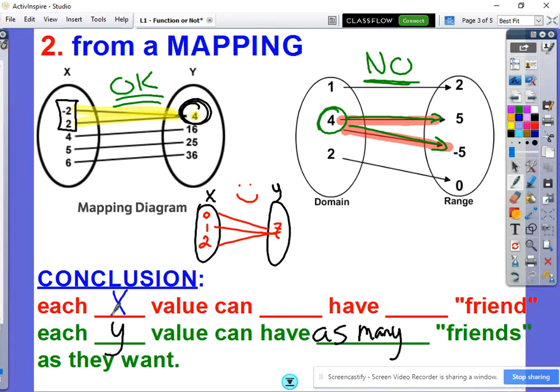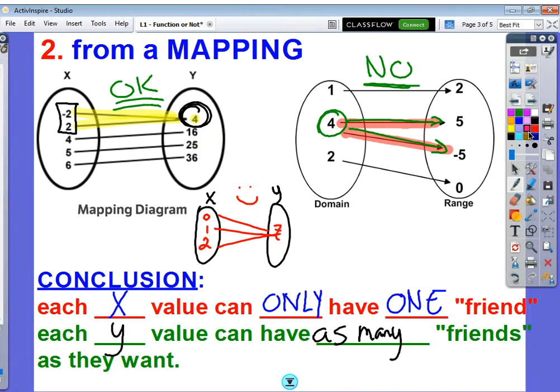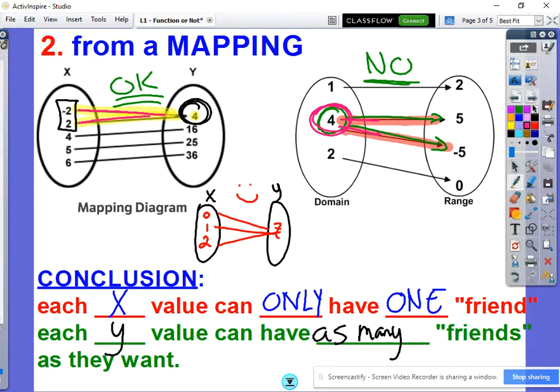But each x value can only have, in a sense, one friend. So if you come back to my mapping one more time, the x value here has only got one friend, 7. The 1 has only got one friend. The 2 only has one friend. So basically what's happening is we can have a single line leave from each x. But right here, we have two lines leaving. That's the big no-no. So the conclusion is x's can only have, quote unquote, one friend. Y's can have as many as they want.